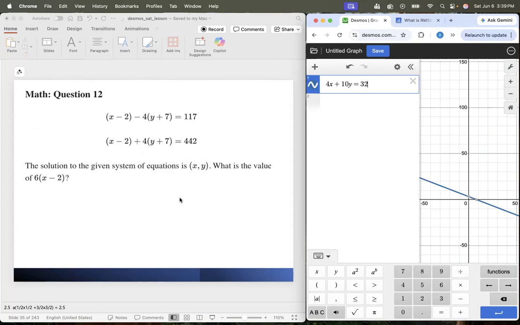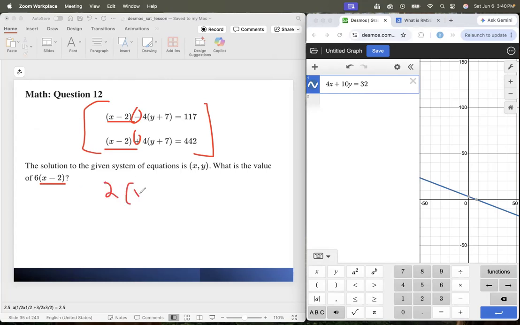Question 12. The solution to the given system of equations is x and y. What is the value of 6x minus 2? This is one question. I look at it and I said, why would they say it? It's because they want you to do some work. They know you know the stuff. They don't want you to use Desmos for this. Because look, the question has x minus 2. And they give you negative and positive. Why? They know if you add this, this is gone. They make it so easy for you. So let's just do that.